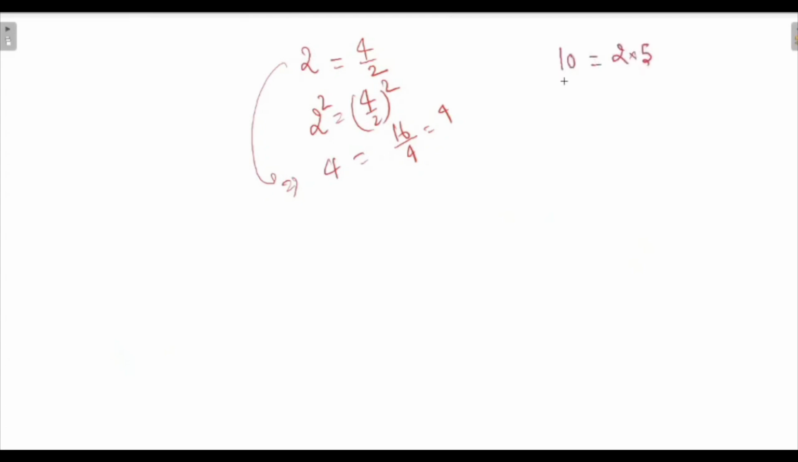For example, if I have a number like 2 equals 4 by 2, then on squaring, the left side gives 4 and the right side becomes 16 upon 4, which is 4. So squaring does not change the equality. You can take any other example as well. Say I have 10, which is 2 into 5. If I square it, I get 100, which is 2 into 5 squared, so 4 into 25, which is 100. The equality doesn't change if you square both sides.